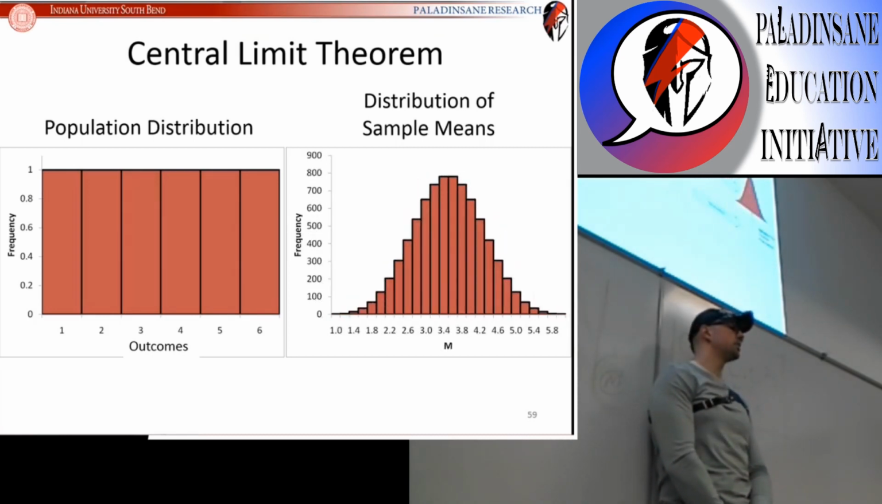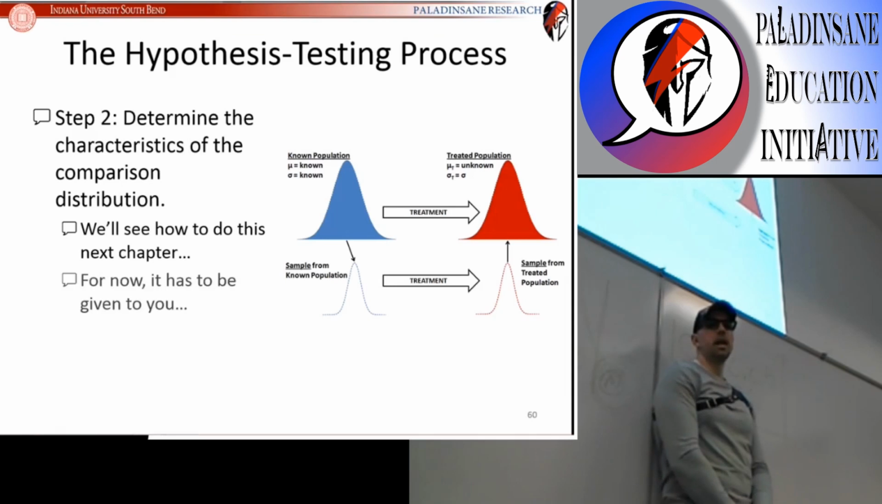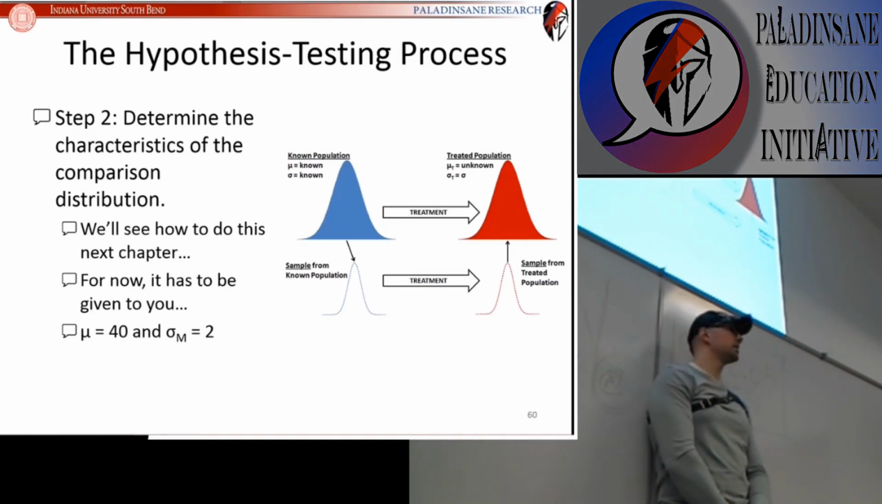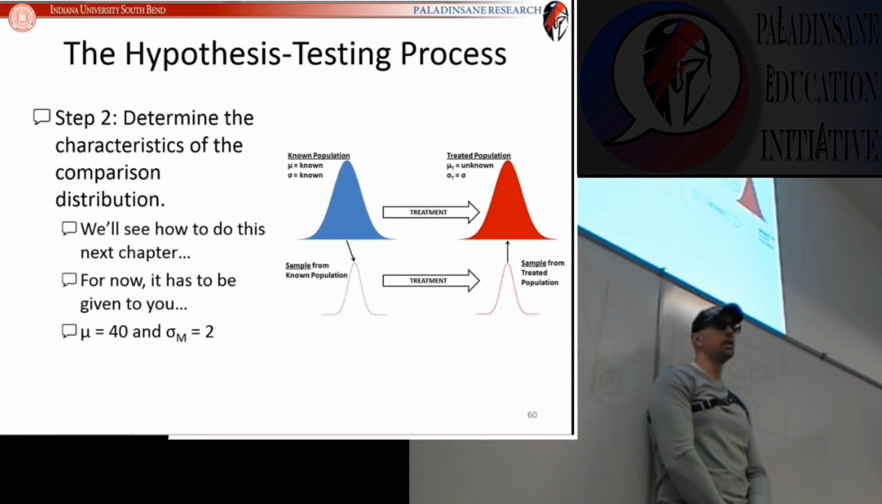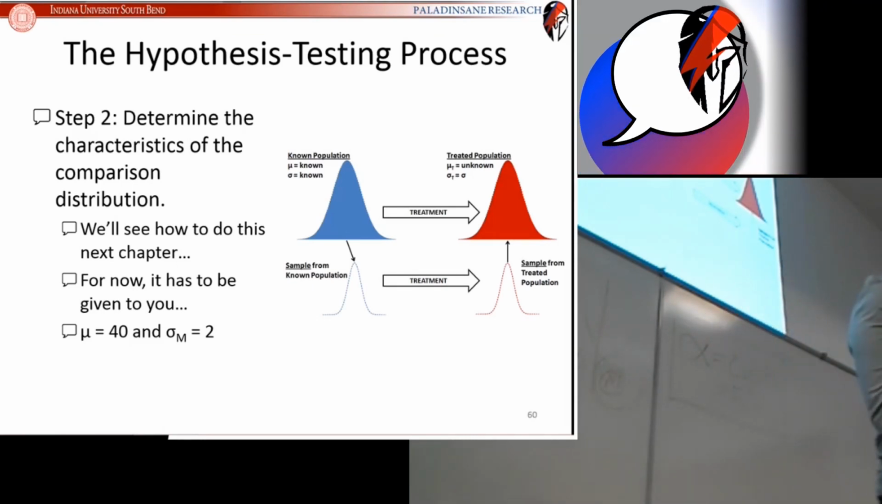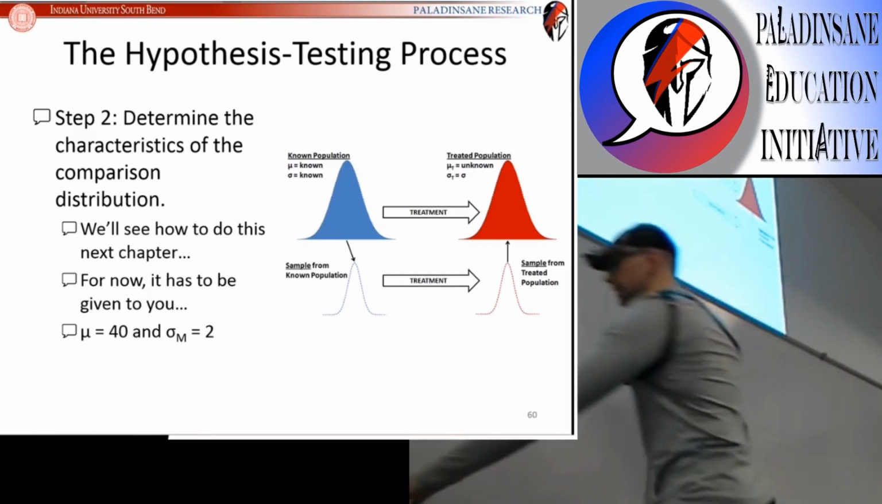You're going to be able to determine these in chapter 6, but for right now, I'm just going to give you the numbers that you need, and the numbers are that your comparison distribution has a mean of 40 and a standard deviation of 2. Very importantly, notice that this is not the standard deviation of your population. It's a different distribution. It's a distribution of sample means. So we have our distribution of sample means. So let's start drawing some of this stuff out.